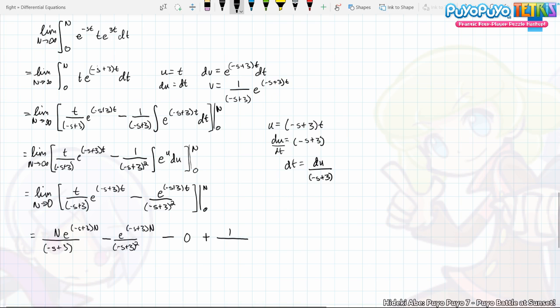Term over here will just become 1. Then I just have plus 3 here. Then when you take the limit, this is 0, that's 0. Is this right? At some point I messed up. It's supposed to be S minus 3.